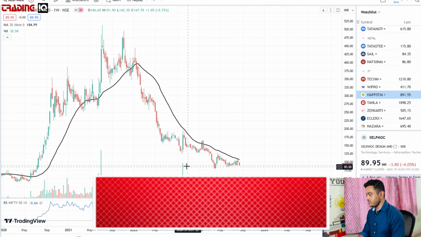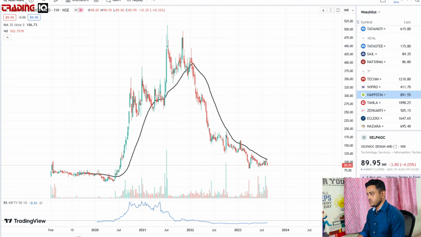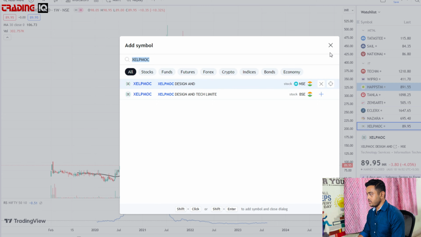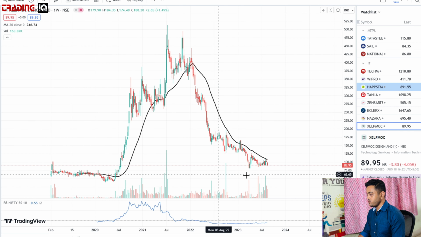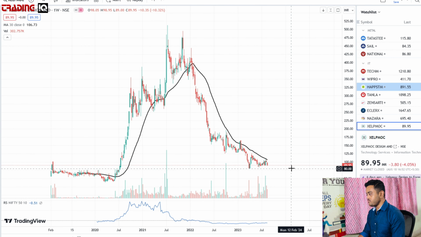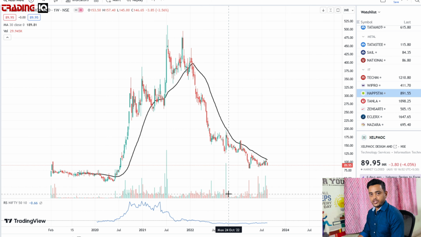It hasn't created the base yet. So I won't mind keeping it in the watch list, because again it's like an undervalued stock. So I'll have to wait for it to create its stage 1 base and then wait for its breakout. But it might take longer. I might not even, I'll remove it, because it hasn't created a stage 1 base yet. So it has to create the stage 1 base.